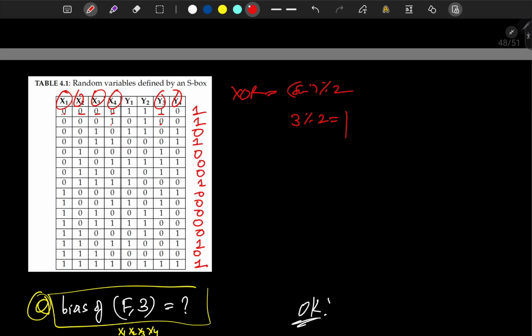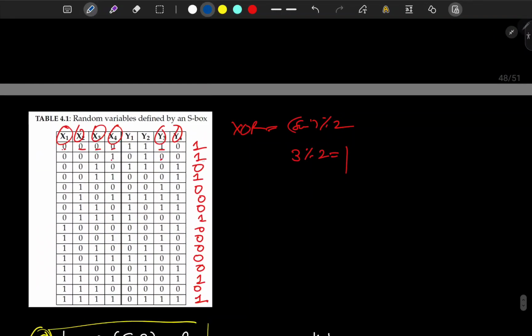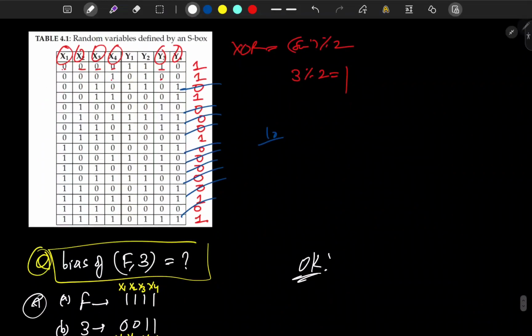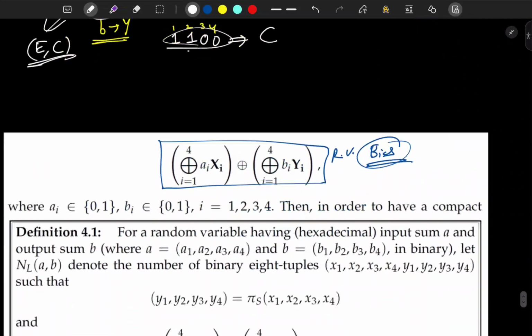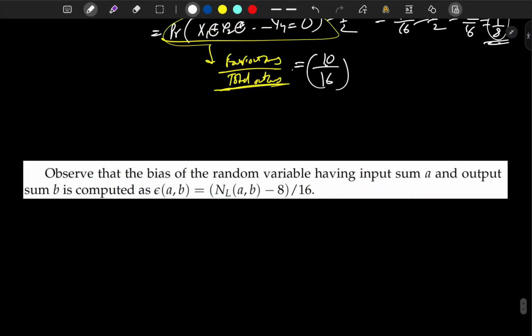From these things you have to find the probability of x equals 0. So count the number of zeros: 1 2 3 4 5 6 7 8 9 10. So 10 by 16. So the bias will be 10 by 16 minus 1 by 2, which means 2 by 16, that is 1 by 8. Very simple. Happy? That's it, so you have learned it. Very good job.